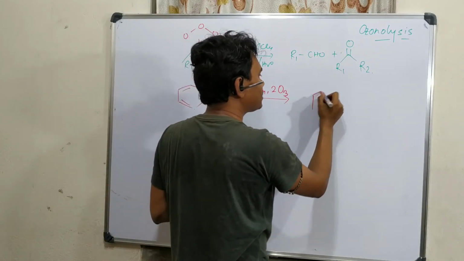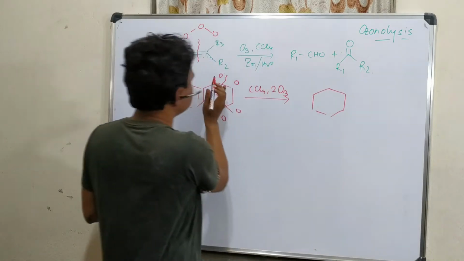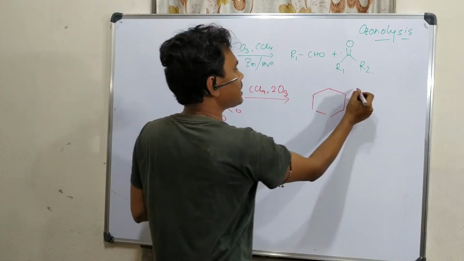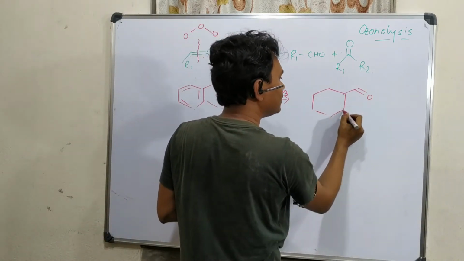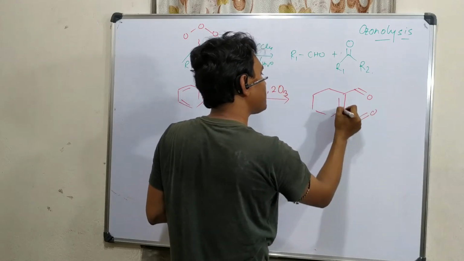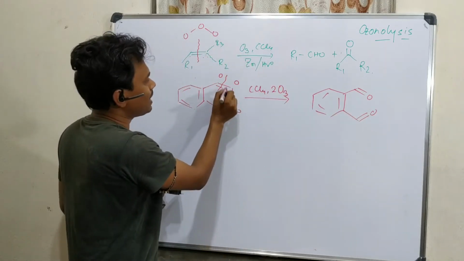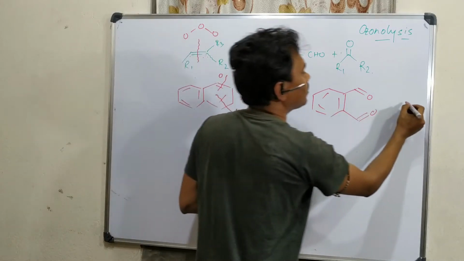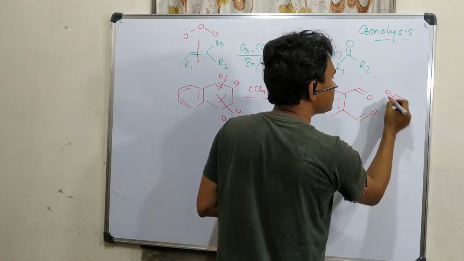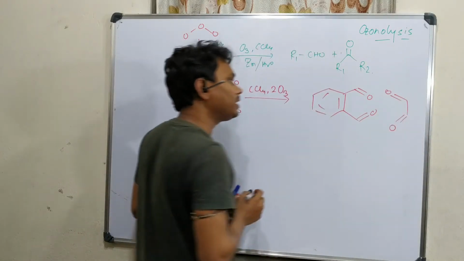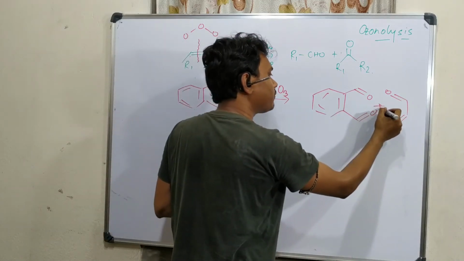So what will be the product? The product is, this side is benzene, so this side is 1, this side is 1. And what is the other product? The other product is glyoxal, meaning this and this. So I guess you have understood the fact.